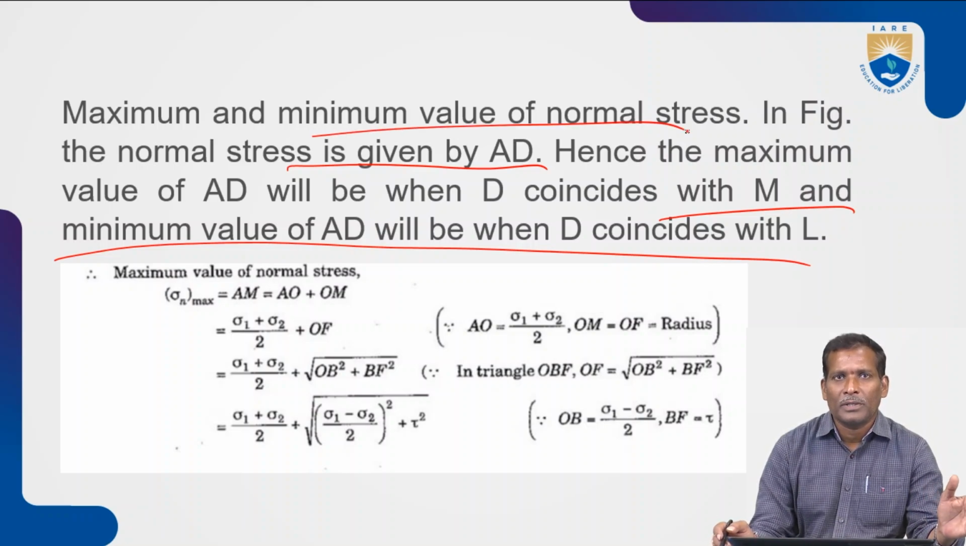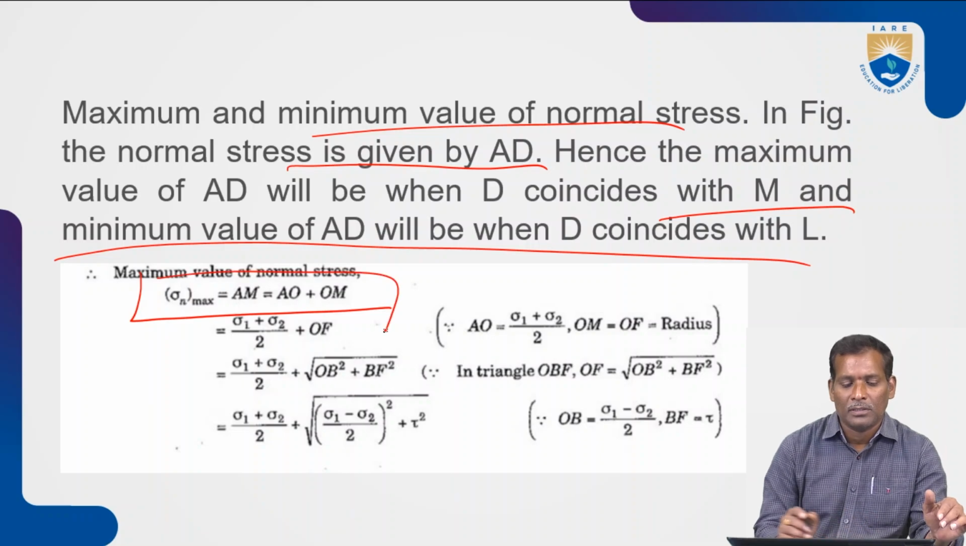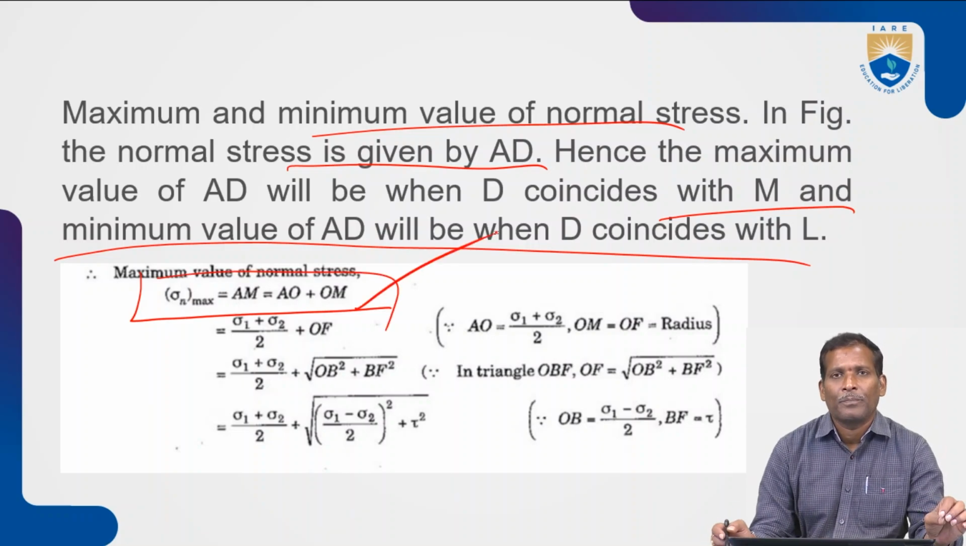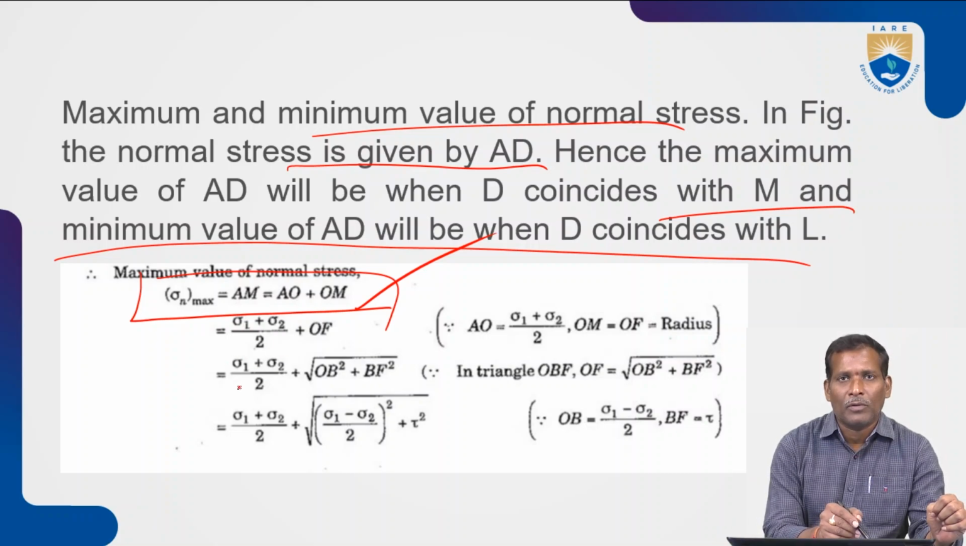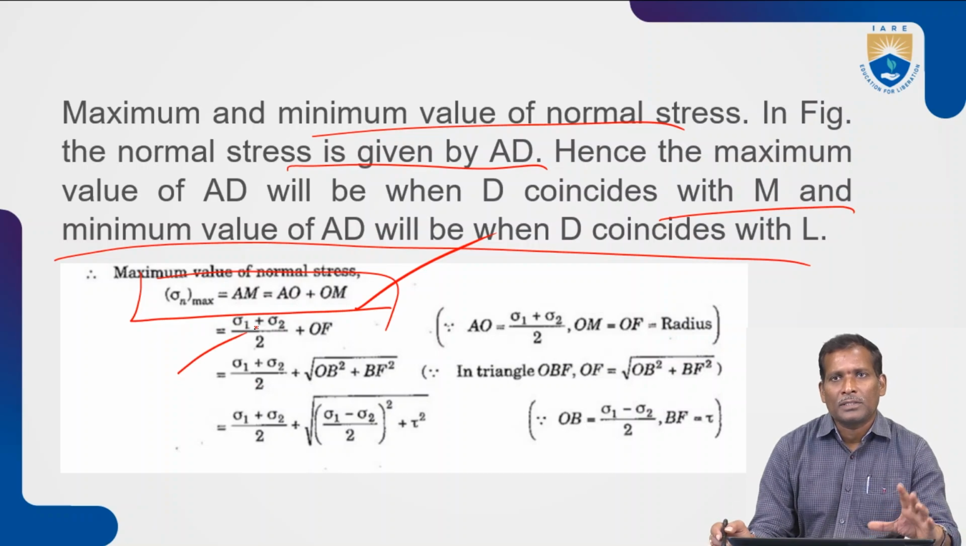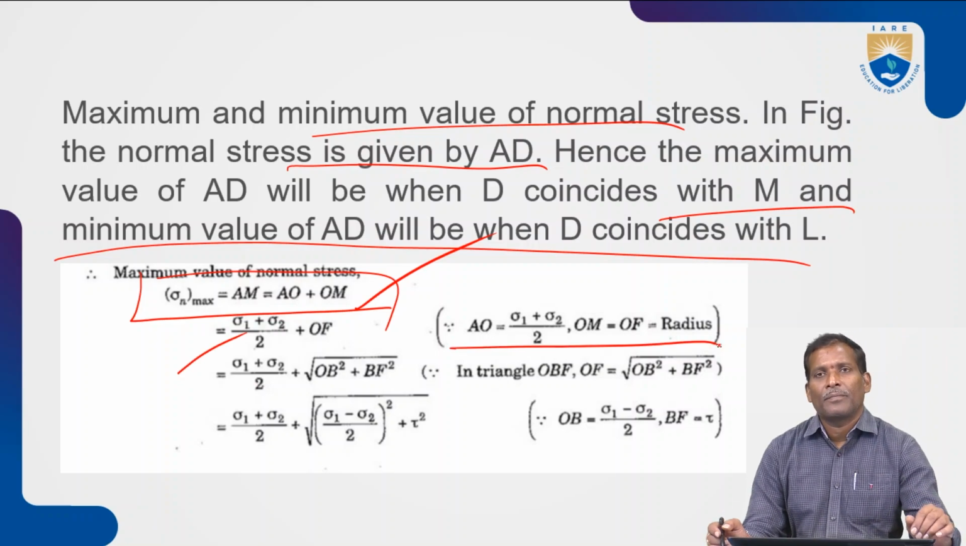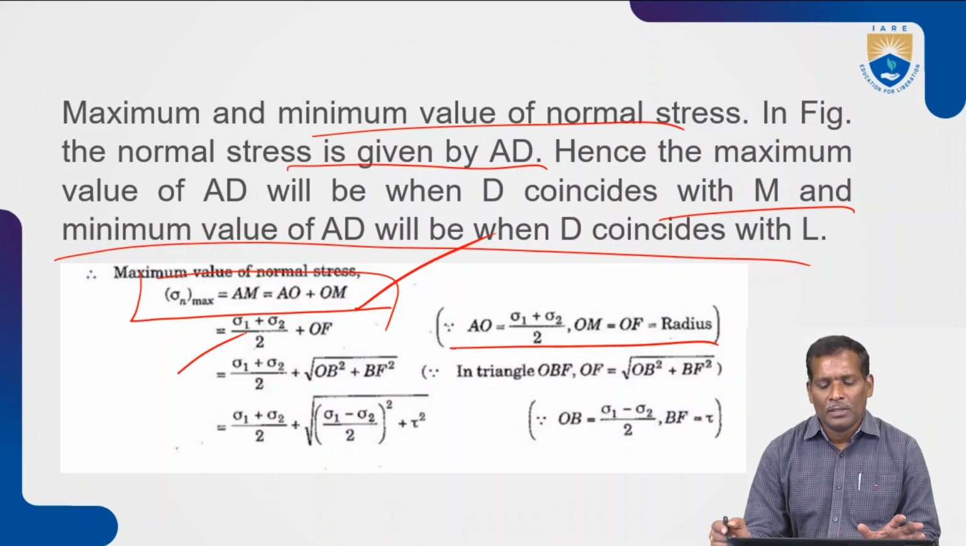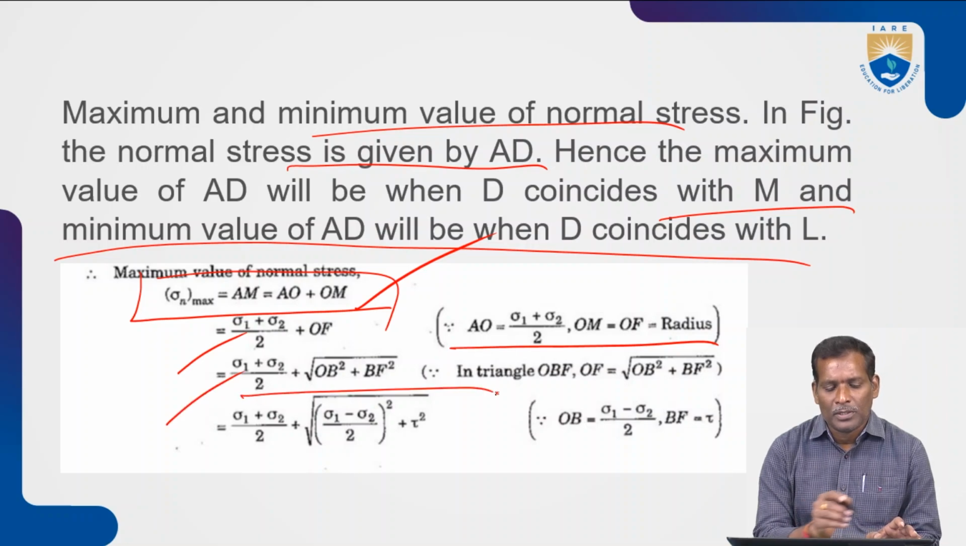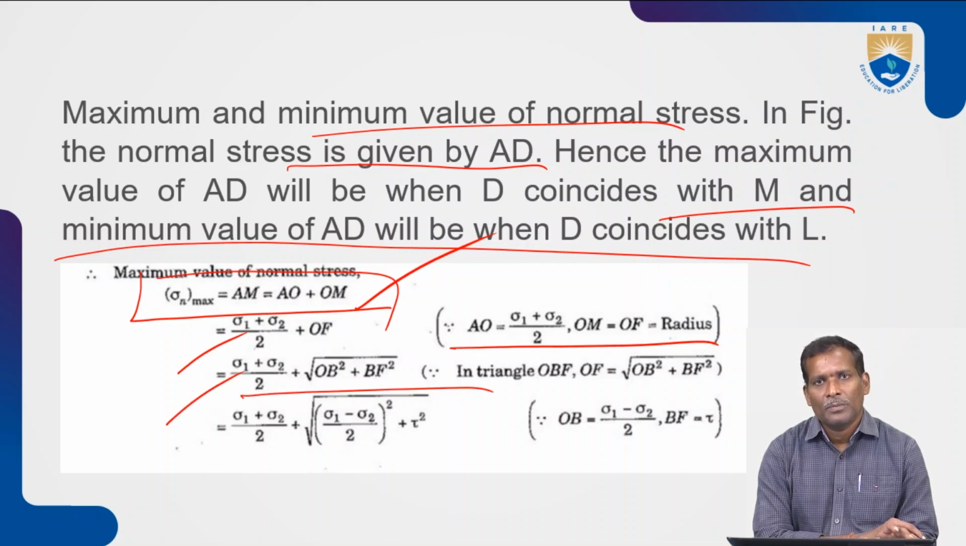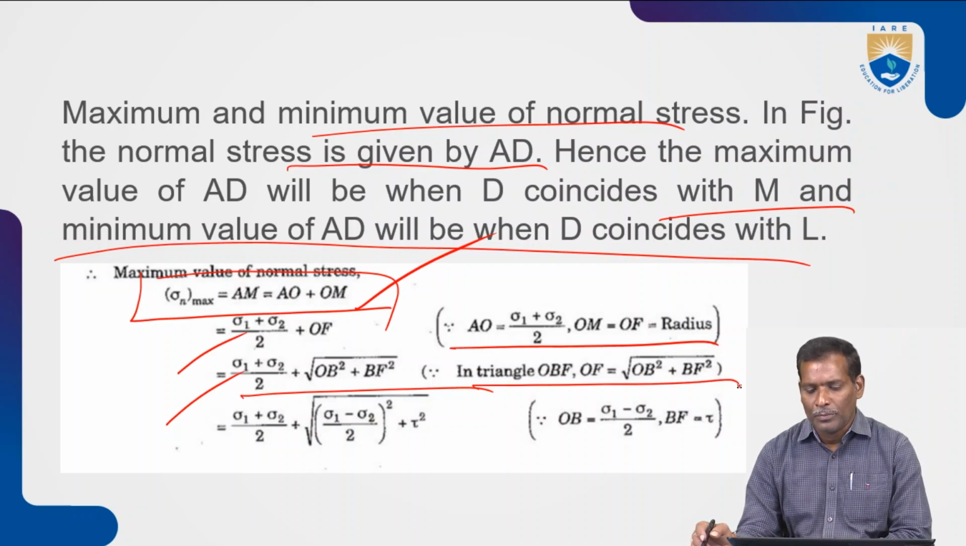So the maximum value of normal stress: see, the normal stress is equal to AM is equal to AO plus OM according to the figure. So you know that AO is sigma 1 plus sigma 2 by 2 plus OF. The OF is the radius. That OM is equal to OF, that is equal to radius. Now in triangle OBF, OF square is equal to OB square plus BF square.